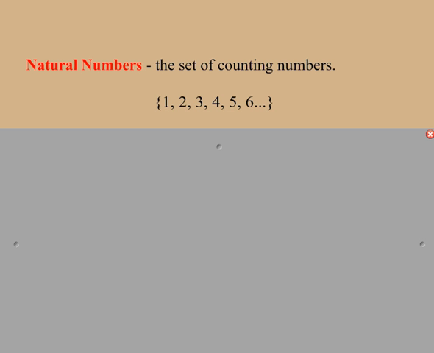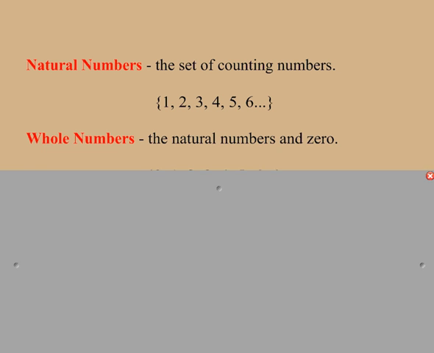We've defined natural numbers in a previous video, but let's define it again. It is the set of counting numbers. So of course the counting numbers that you learn whenever you're a little kid, 1, 2, 3, 4, 5, 6, all the way to infinity. These are the natural numbers.